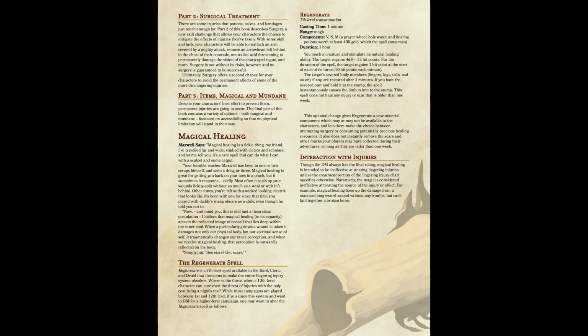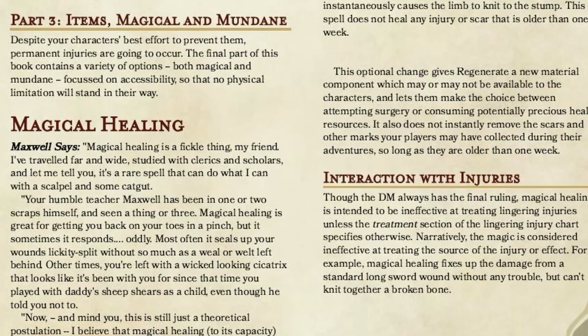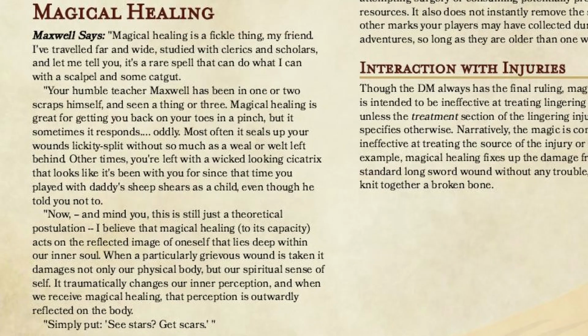And this is the most important part of the book in my humble opinion, as someone who's done Grimdark campaigns for a long time. But essentially, despite your character's best effort to prevent them, permanent injuries are going to occur. The final part of this book contains a variety of options, both magical and mundane, focused on accessibility so that no physical limitation will stand in their way. Now, the magical healing part, they actually have quite a good bit of information written here that you can consider.